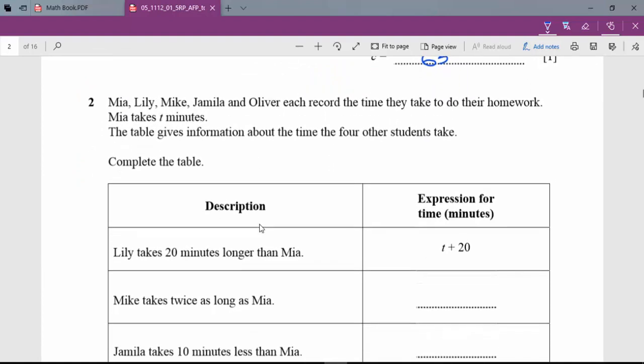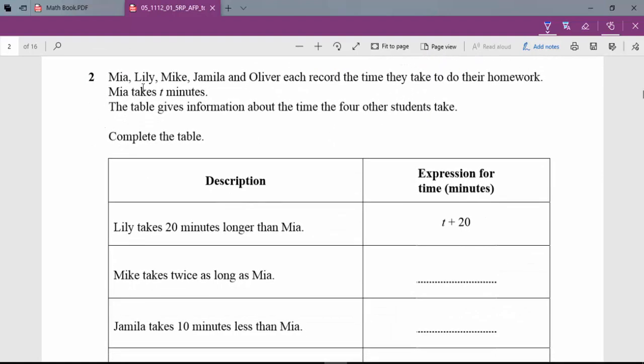Question 2. Maya, Lily, Mike, Jamila, and Oliver each record the time they take to do their homework. Maya takes 10 minutes. The table gives information about the time the 4 other students take.